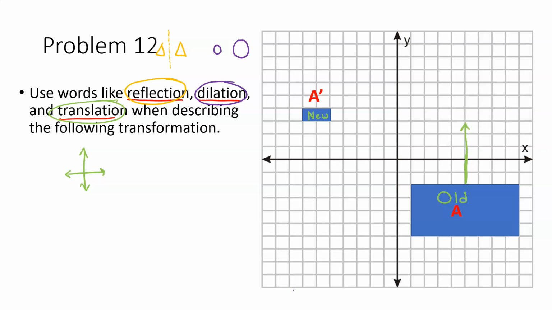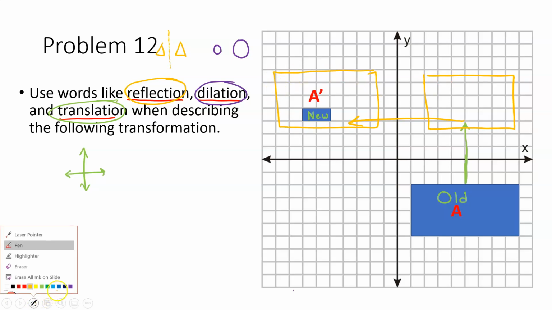And then what else can we say? It was then reflected, right? Then it got reflected over the y-axis. It got flipped. So imagine that it was here and then it got reflected over the y-axis. But then that's not the last thing that they did. The last thing that they did was they dilated, they shrunk it down, they reduced it by specific factors.